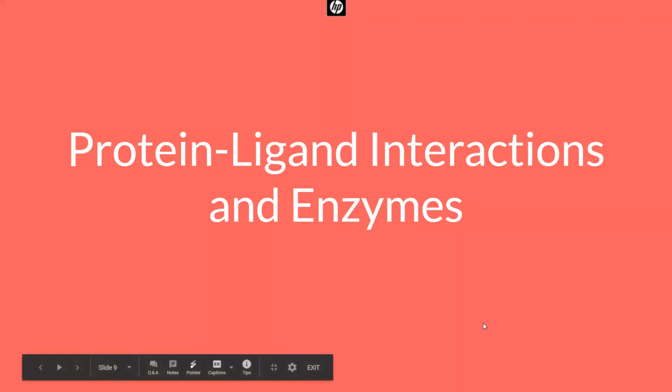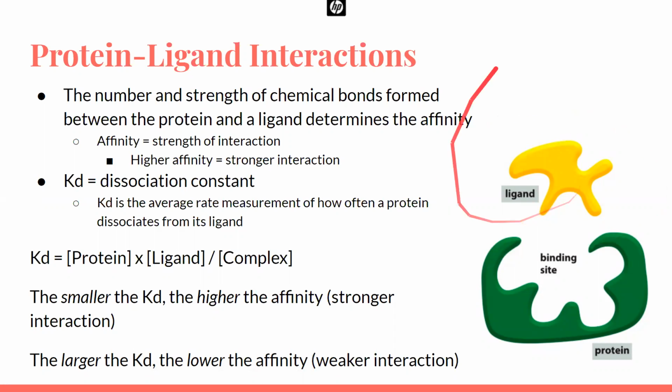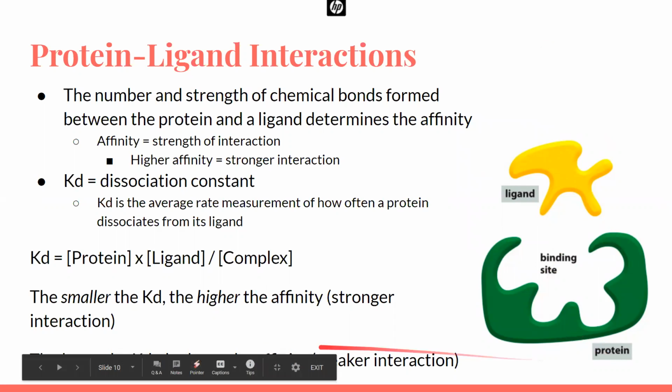All right. So now we're going to talk about protein ligand interactions and enzymes. Okay. So protein ligand interactions. Basically, you have your protein right here. Here's your binding site and a ligand. A ligand is literally anything. We never really specify what it is, but it's anything that will bind to a protein.